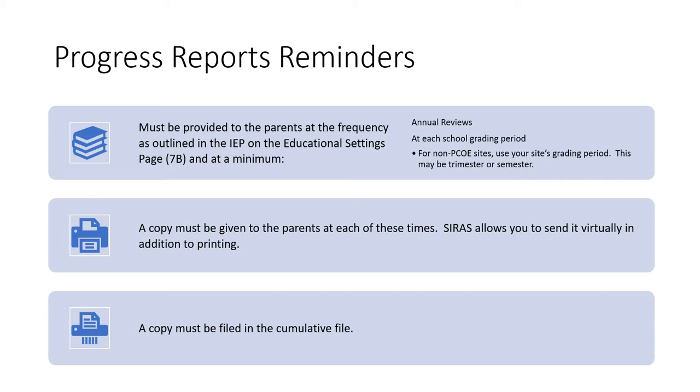For non-PCOE sites, use your school's grading period. So for example, if the school is on a trimester or semester basis, you want to make sure you're providing them at that same frequency. So if they have grading periods in November, March, and June, for example, you want to make sure that you're providing those in addition to their annual review. A copy of the progress report needs to be sent to the parent at each of those times.